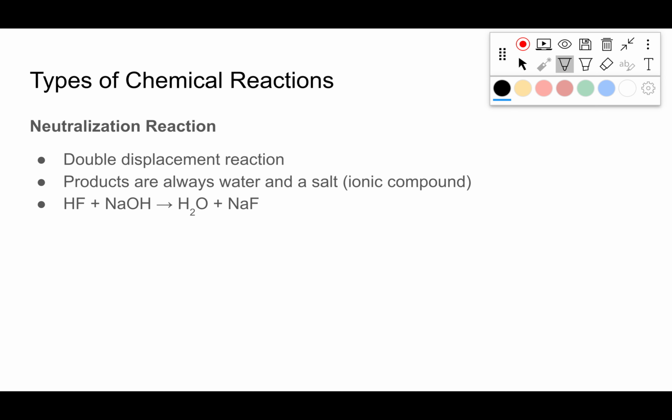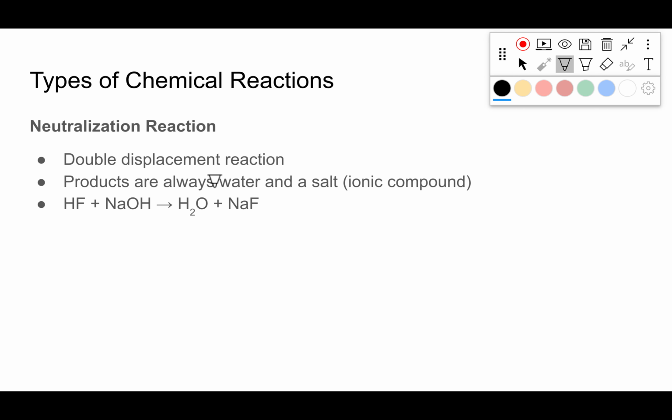There's also another type of chemical reaction. AP really doesn't dig into this topic a lot, but I do need you to be familiar, and you should have seen this in your first year chemistry class. It is something called a neutralization reaction. In a neutralization reaction, it is another double displacement reaction.